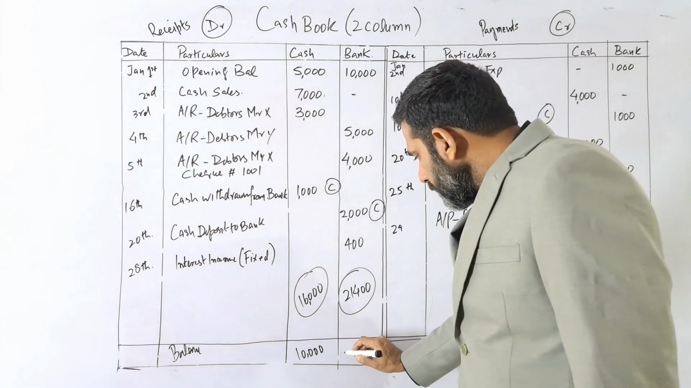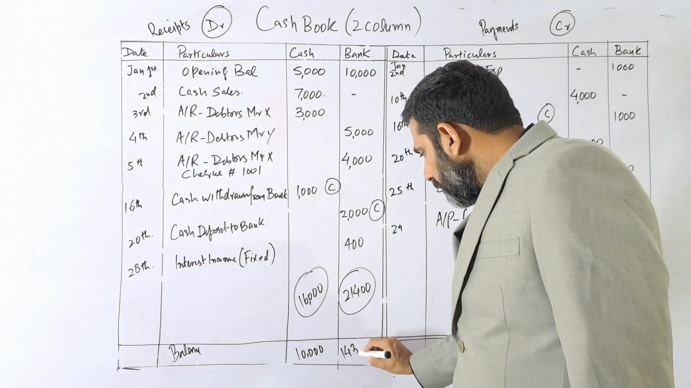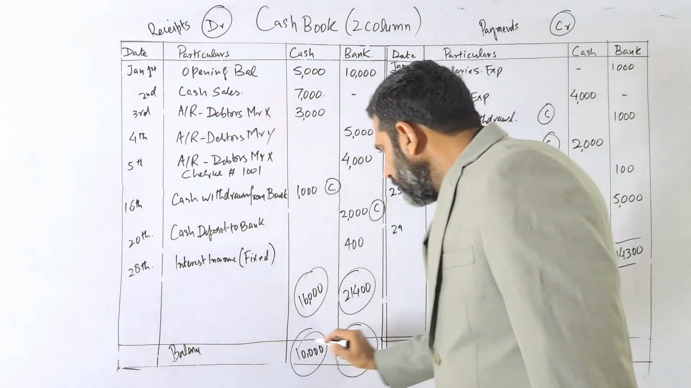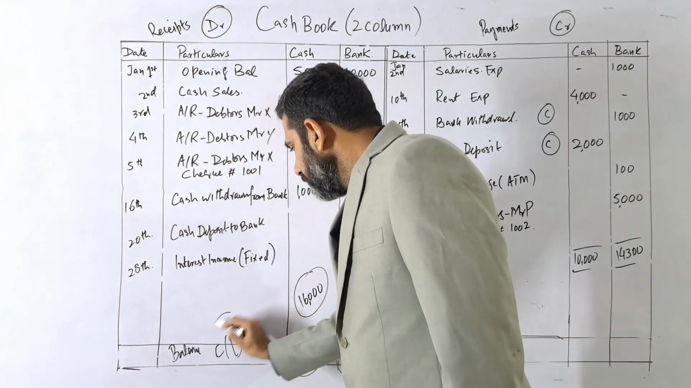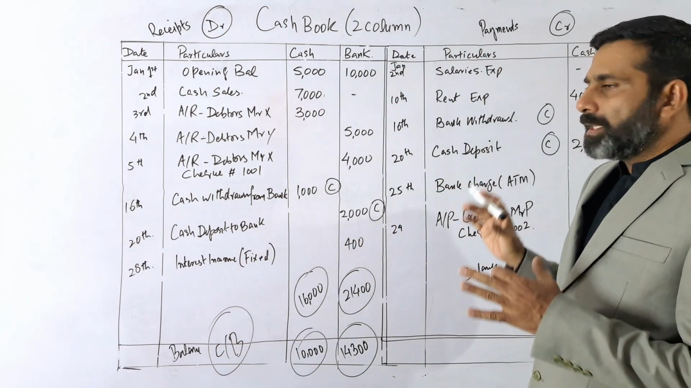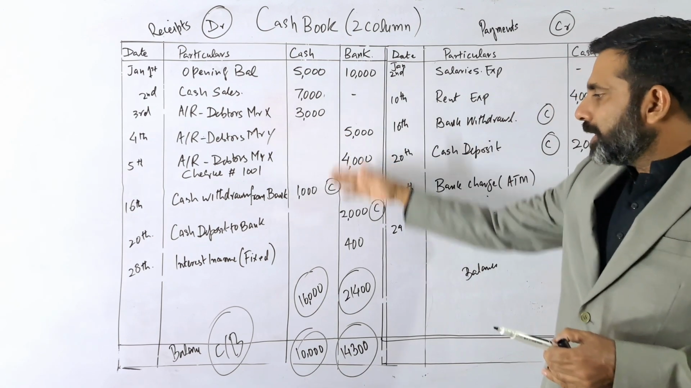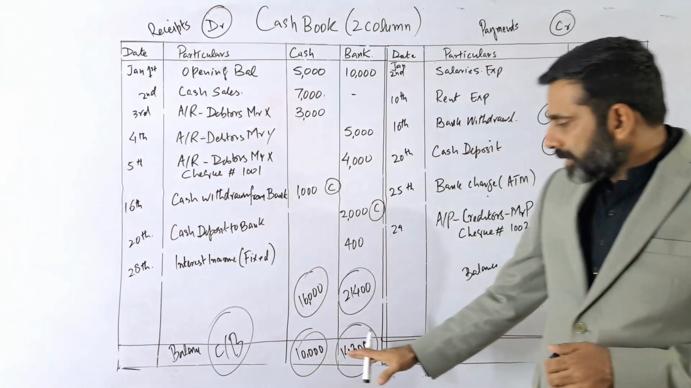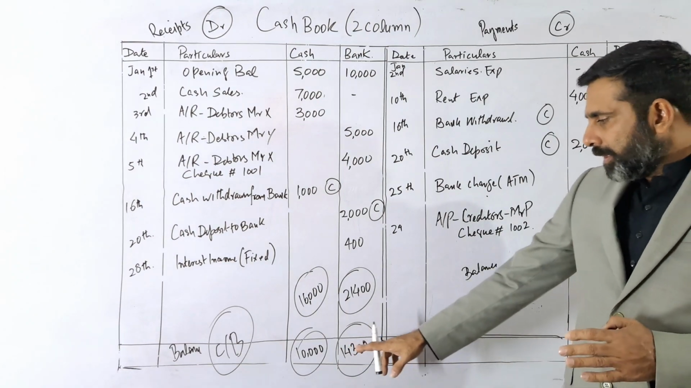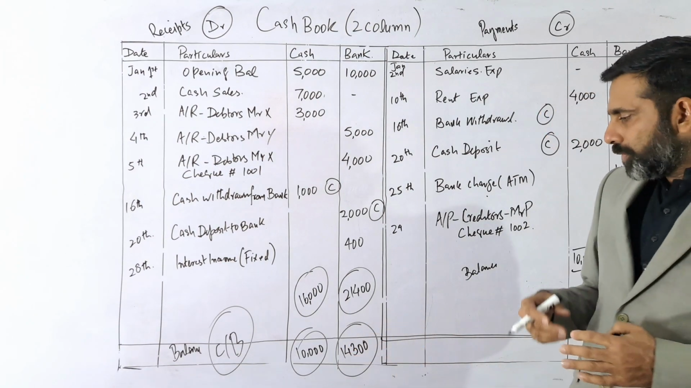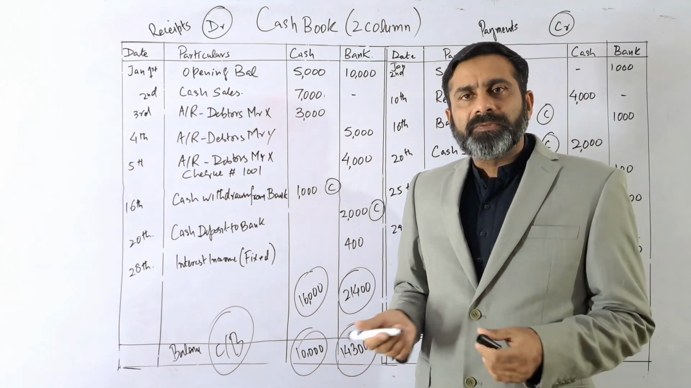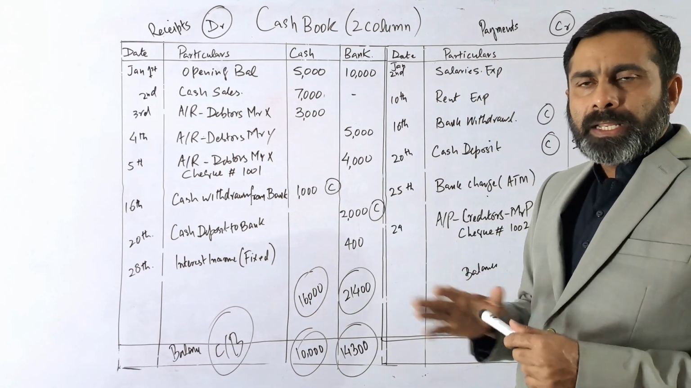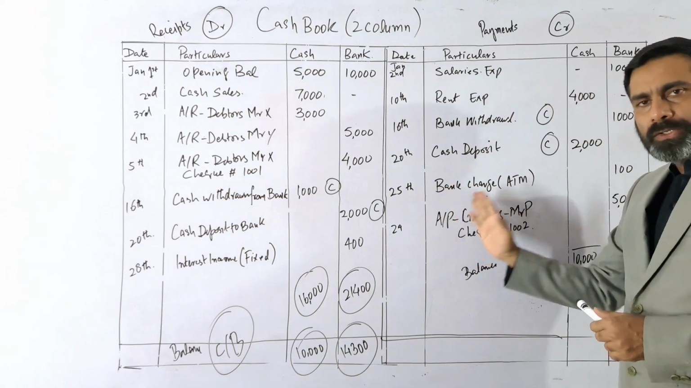So the cash at bank has a balance of 14,300. This is the closing balance for this month, the month of January. We have receipts and we have payments. At the end of the month, we have a closing balance of 10,000 and 14,300. This will be the opening balance for the next month. All the receipts are recorded as debit and credit, and all the payments are recorded on the debit and credit.